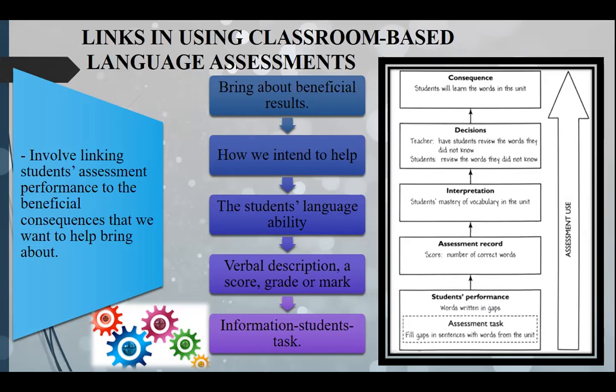After that, with this score, the teacher knows the language ability of the student. In this case, mastery of the vocabulary. That is the interpretation. Then the teacher makes decisions, for example, whether the students need more vocabulary because their performance in the task was bad or good, depending on how they did it. And after that, the consequence is that the students know the vocabulary of the unit.